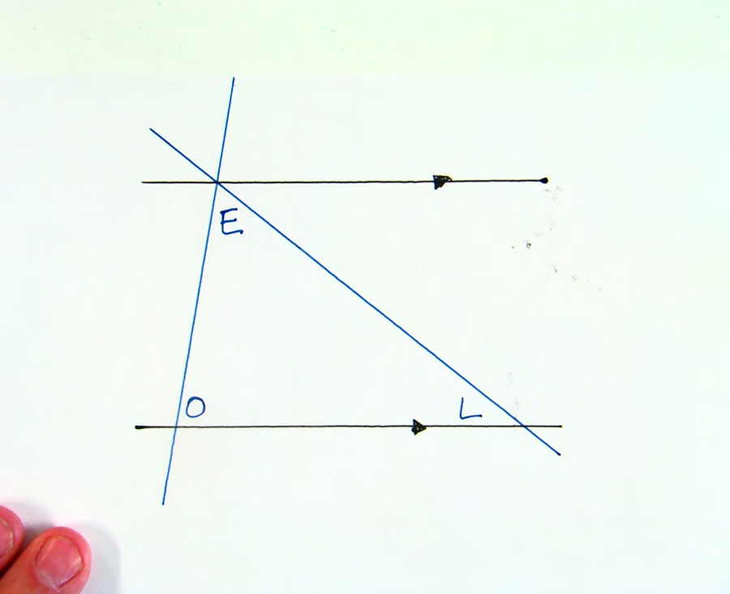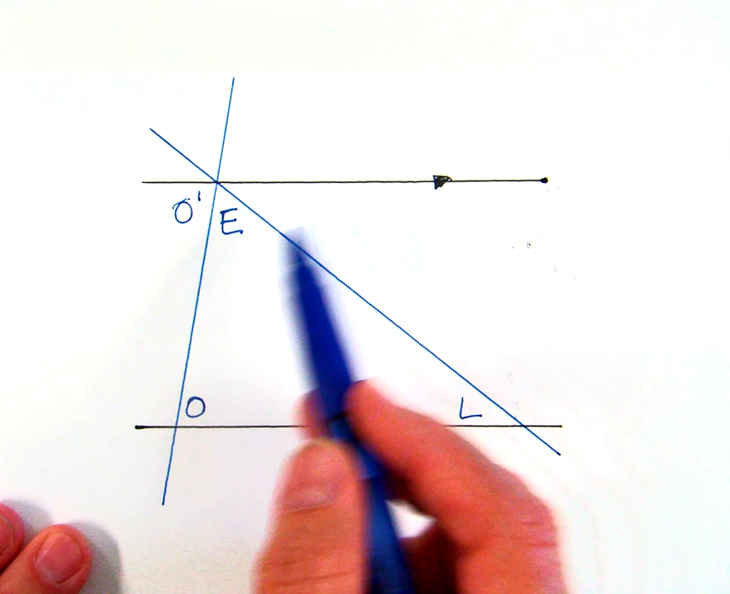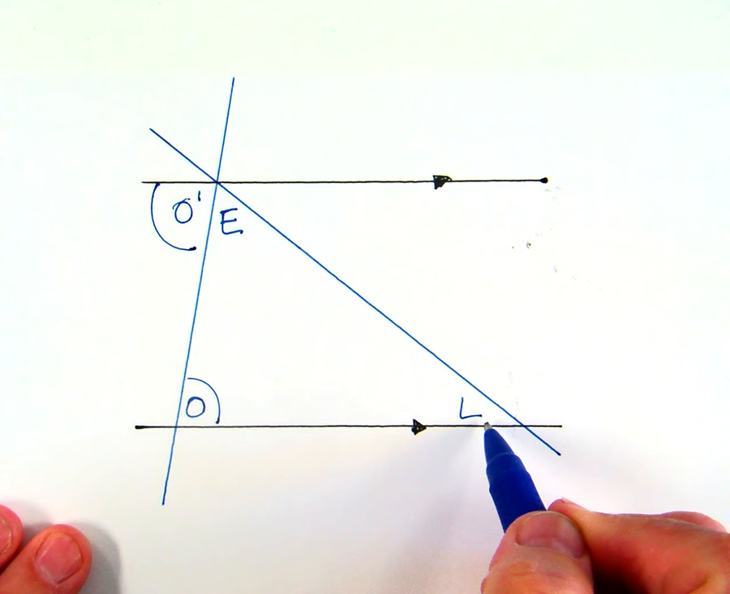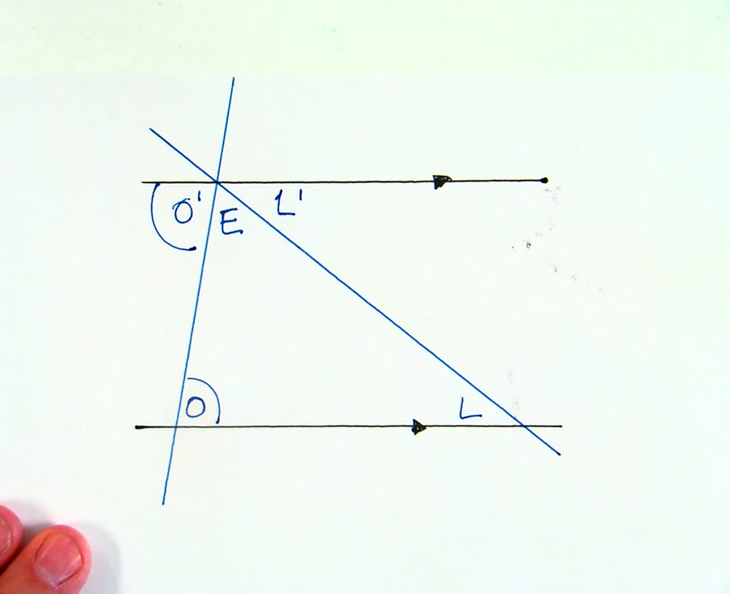Okay, what can we do about this? Well, if I look up here, I can call this one O prime. And what's the relationship between O prime and O? They are alternate interior angles. Since the lines are parallel, they are congruent. So I can mark them as the same. Here I have angle L. This will be angle L prime. Oh, look, they're alternate interior angles, and the lines are still parallel, so they're congruent. So L and L prime are congruent.